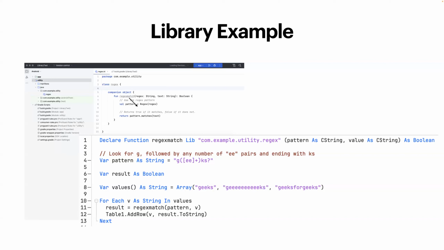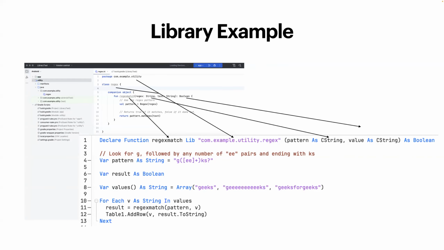So let's see how the parts line up again. So you can see the name here is the exact name for the declare function. So there's no alias in this statement. And then the class is combined with the package to give you the library that you're accessing. So com.example.utility.regex. And then the parameters are converted to Xojo types. And then lastly, the return type.